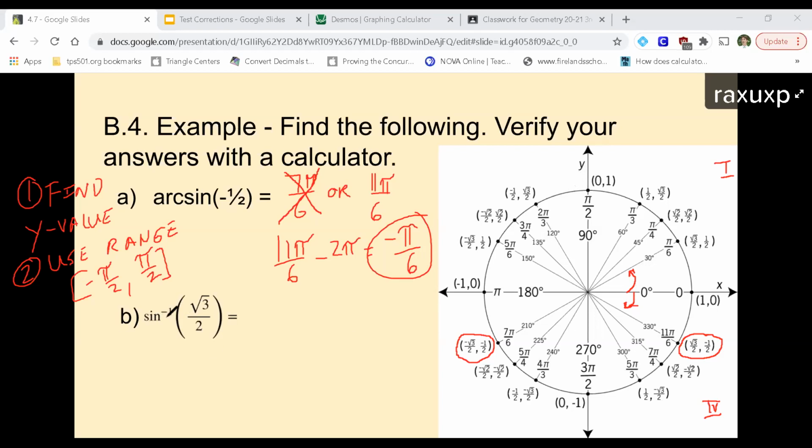All right, let's try another. What about this one? Sine inverse of square root of 3 over 2. First step, I'm going to find my y value. So where is square root of 3 over 2 as a y value in the unit circle? Again, it's in 2 spots, here and here. So my possible answers are 2 pi over 3 or pi over 3.